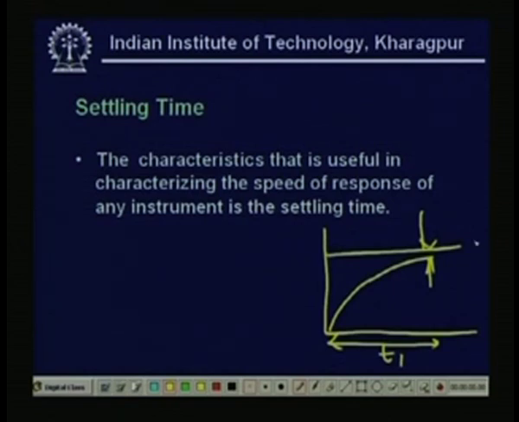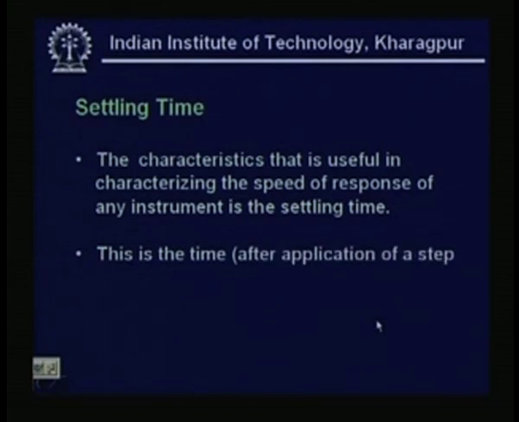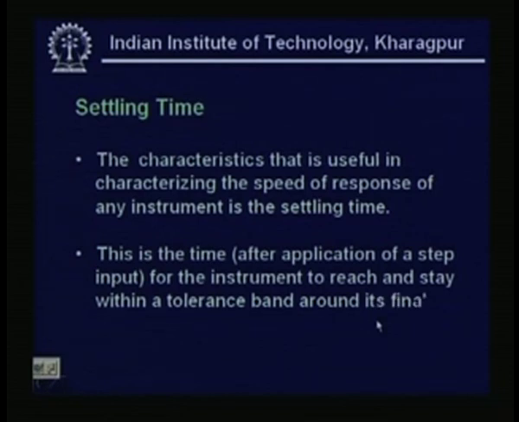If you take infinite settling, that does not make any sense. That means after the 5%, when it reaches the 5% tolerance band, whatever time is required, we call it settling time. This is the time after application of a step input for the instrument to reach and stay within a tolerance band around its final value.